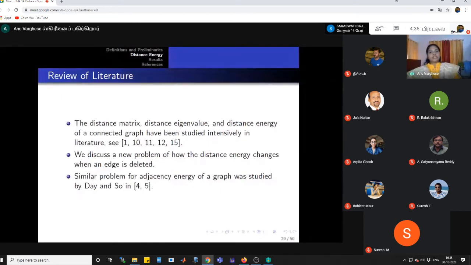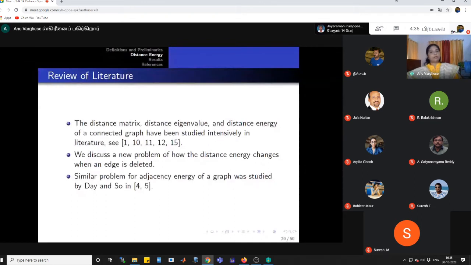But in the case of distance matrices, when an edge is deleted, the submatrix corresponding to the subgraph's distance matrix will increase entry-wise. So the distance spectral radius also increases. Also, we can't use the interlacing theorem, so we can't use it for finding distance energy in general. So we have to investigate how distance energy changes when an edge is deleted. In the case of adjacency matrices, how does the adjacency energy change?